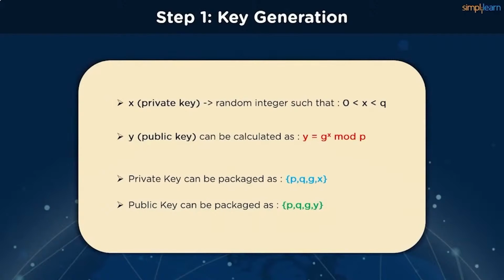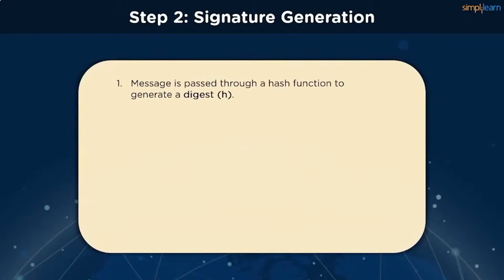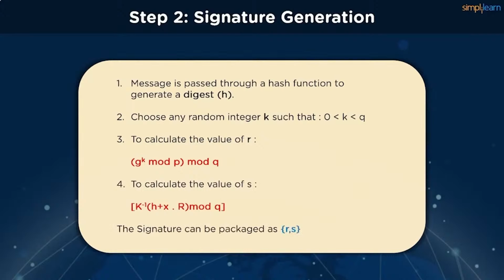Once the keys are generated, we can start generating the signature. The message is passed through a hash function to generate the digest H first. We can choose any random integer k which falls between 0 and q. To calculate the first 160-bit number of our signing function, r, we use the formula g to the power k mod p, then mod q. Similarly, to calculate the value of the second output, s, we use the following formula shown on the screen. The signature can then be packaged as a bundle having r and s. This bundle, along with the plaintext message, is then passed on to the receiver.